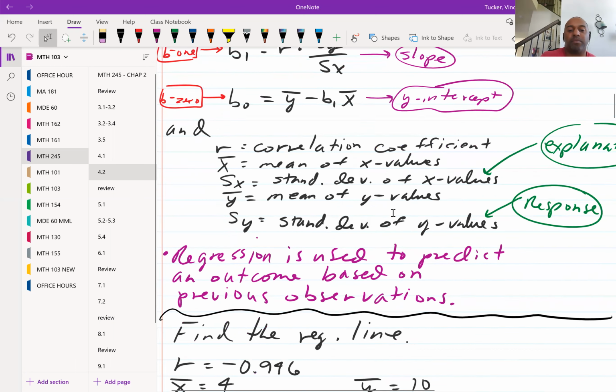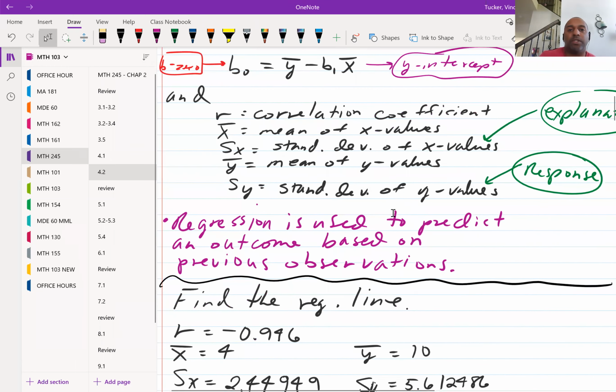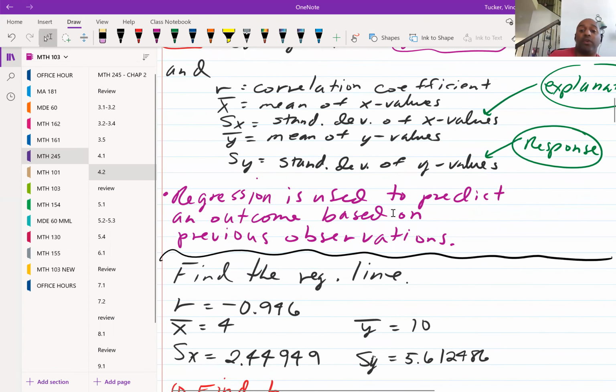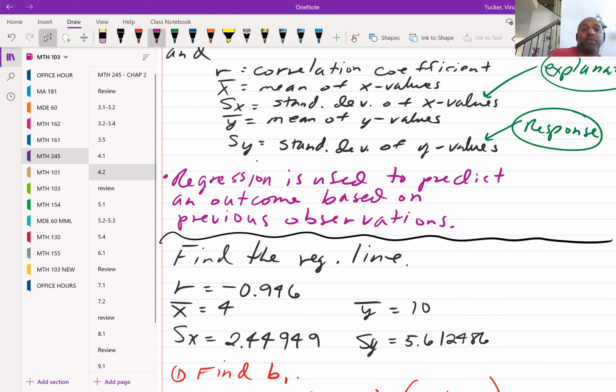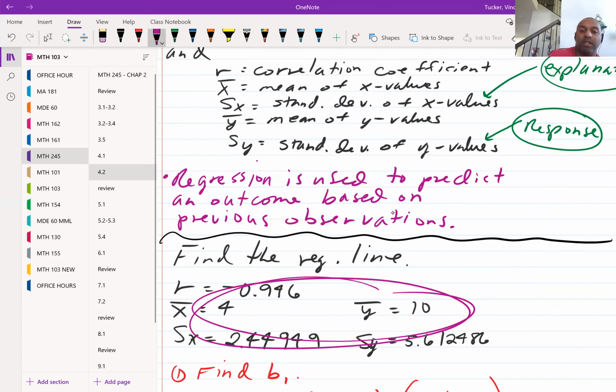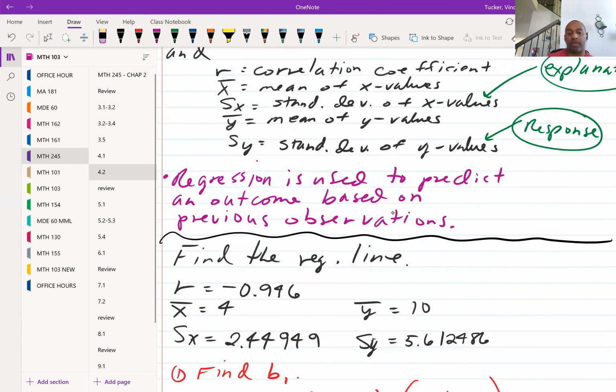All right. So let's use that information, those formulas, to find a regression line. Notice in this type of example, they give us those pieces. So they give us the correlation coefficient, X bar, Y bar, S of X, and S of Y. If they give you those things, then you'll have to use the formulas that we just presented before. And so we'll walk it out.